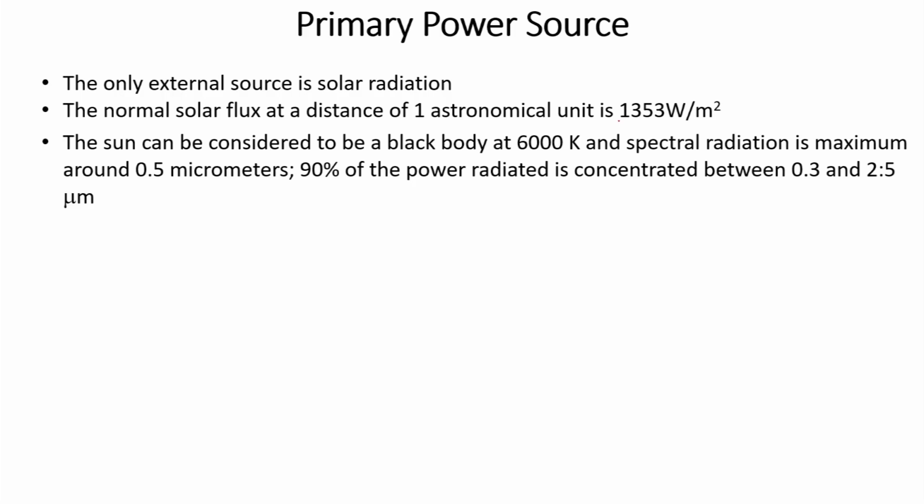So, this is the value, that is 1353 watt per meter square. You can consider the sun to be a black body at 6000 Kelvin, and the spectral radiation is maximum at about 0.5 micrometers, and 90% of the power radiated is concentrated between wavelengths ranging from 0.3 to 2.5 micrometers.